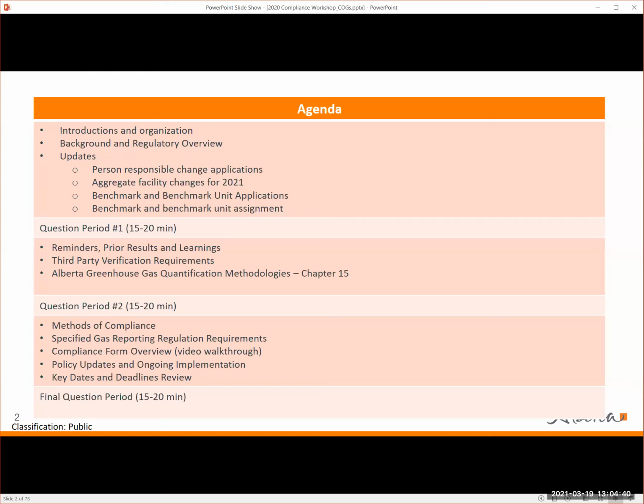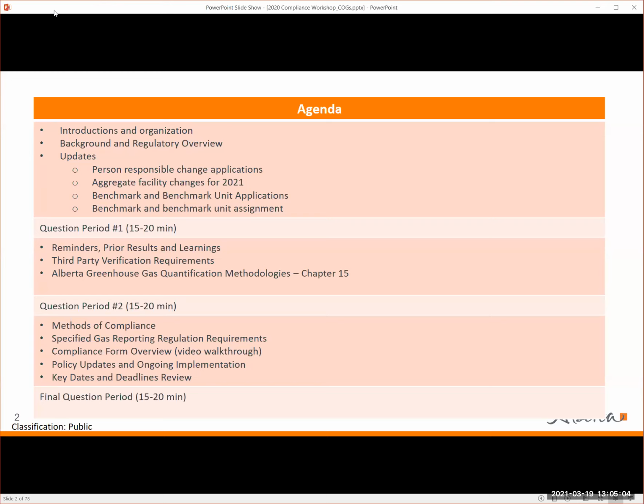Next slide, please. Here's our agenda for today. The presentation is a bit lengthy. We have a lot of ground to cover. If you have any questions throughout the presentation, please submit those using the Q&A function within the Zoom platform. We'll be answering questions using that feature throughout. We will also be pausing for question periods to catch up and answer questions verbally throughout the presentation.